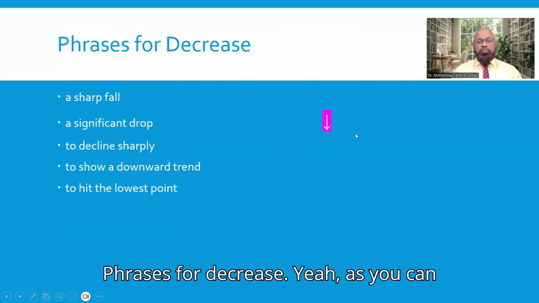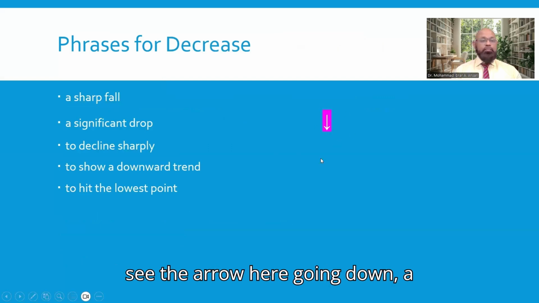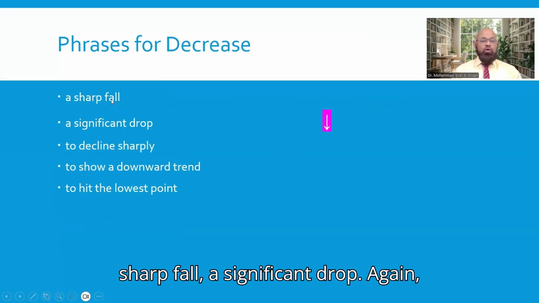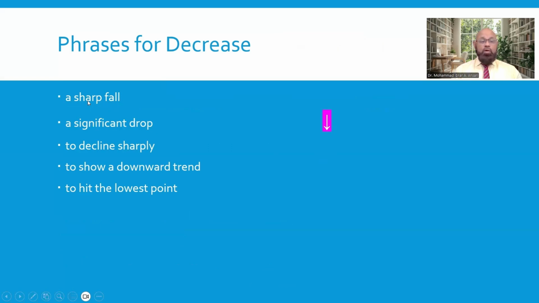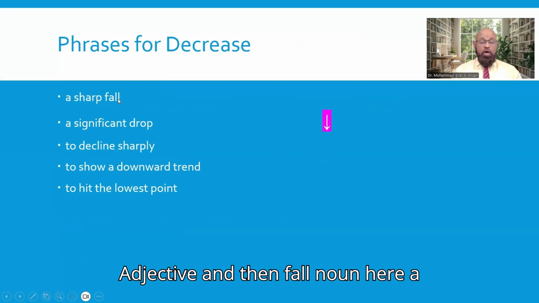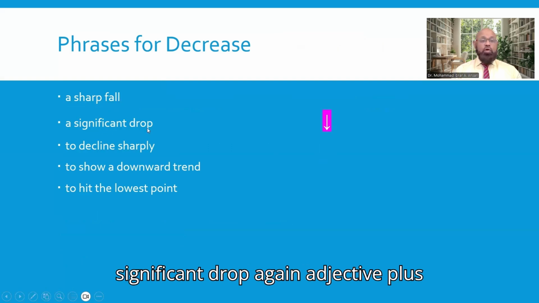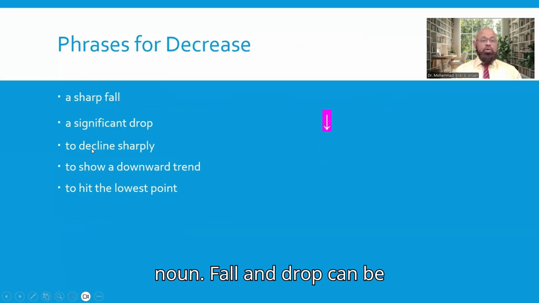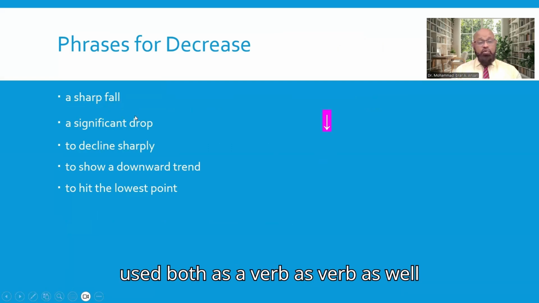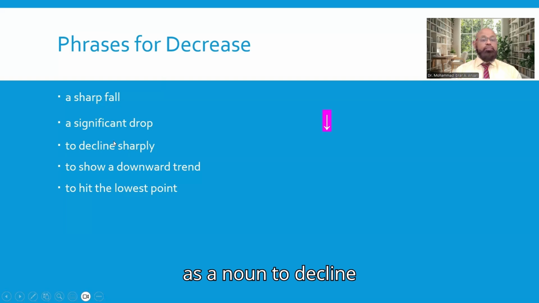Phrases for decrease. As you can see, the arrow here is going down. A sharp fall, a significant drop. Again, sharp is an adjective, and then fall is a noun here. A significant drop, again adjective plus noun. Fall and drop can be used both as a verb as well as a noun.